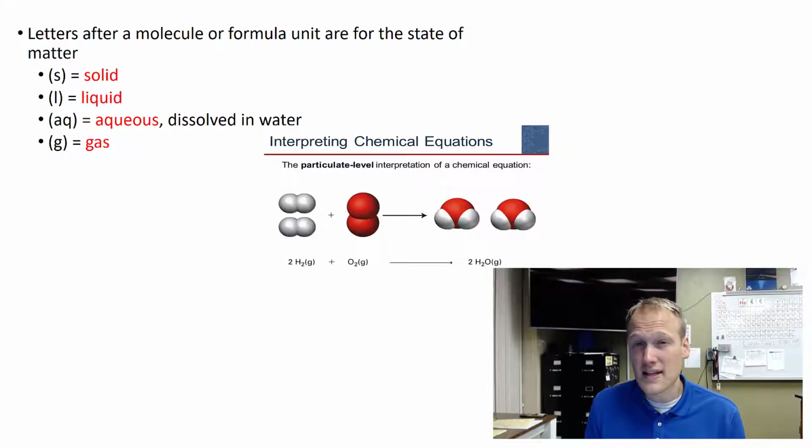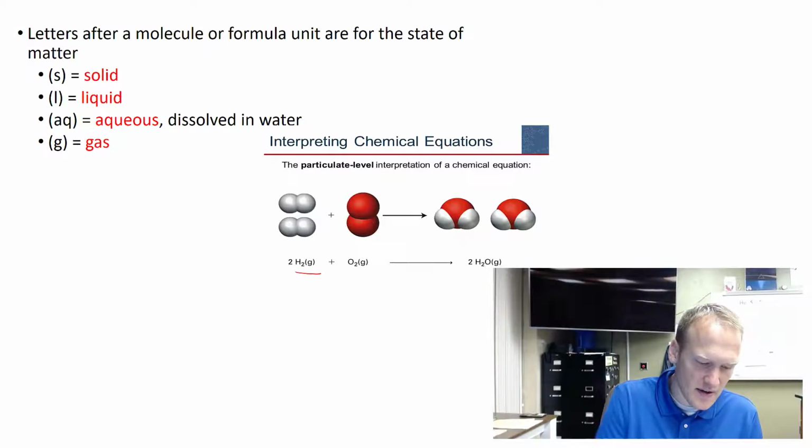Other things that you might see in a chemical equation would be indications of the state of matter. So if you see an S in parentheses after a formula, that's telling you that that compound is a solid. An L would be a liquid. AQ means aqueous. That means that that substance is dissolved in water. And then G would be gas. You can see examples of this down here at the bottom.